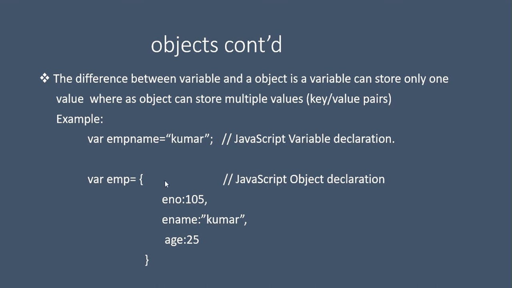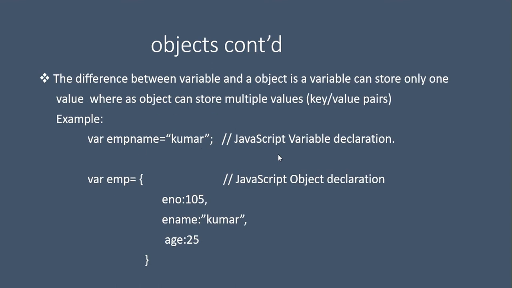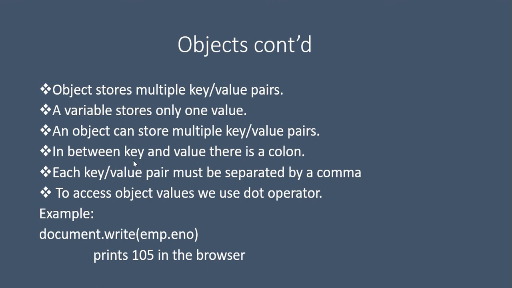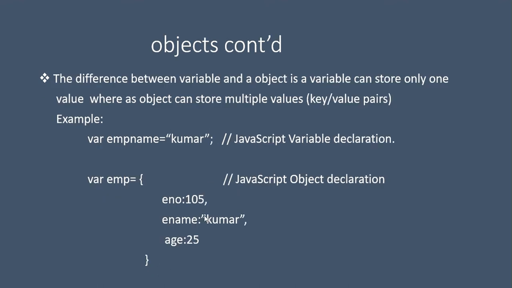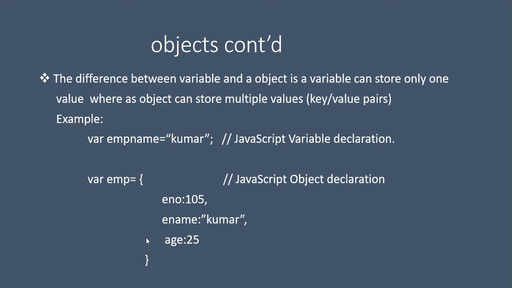So this is about a JavaScript object, nothing but a combination of multiple values, key value pairs. An object stores multiple key value pairs, a variable stores only one value. In between key and value there is a colon. Observe here, enumber colon, ename colon, age colon. Each key value pair must be separated by a comma. See here, every key value pair is separated by a comma. To access object values, we use the dot operator. For example, emp.enumber will print 105, emp.ename will print Kumar, emp.age will print 25.